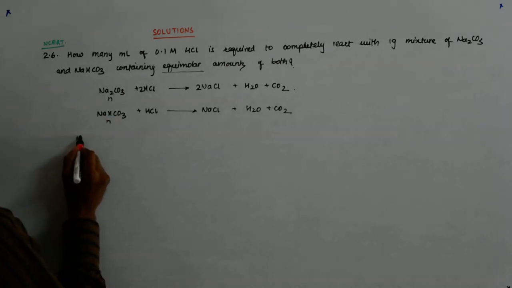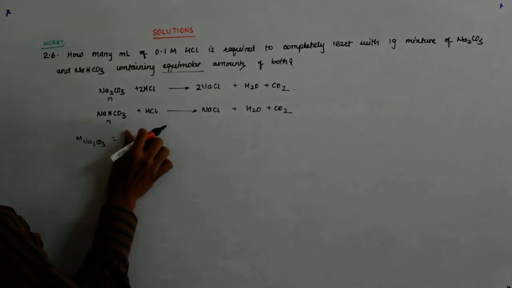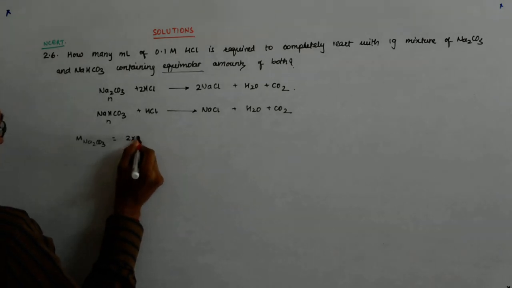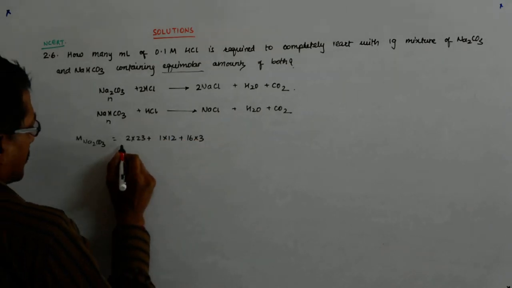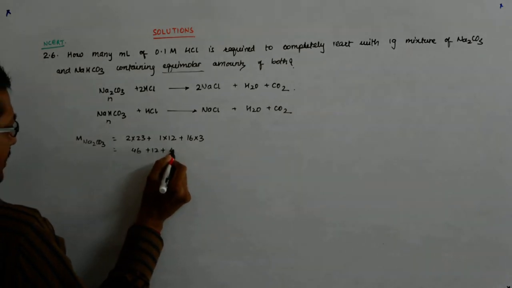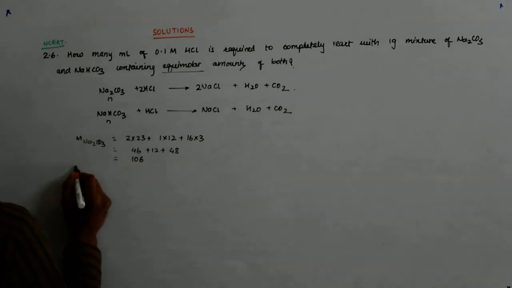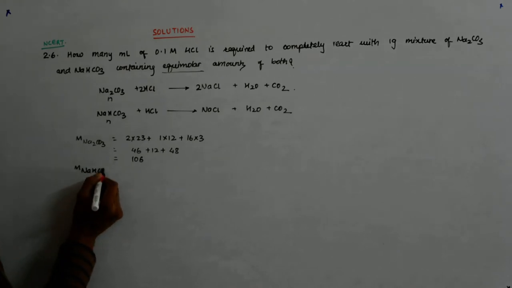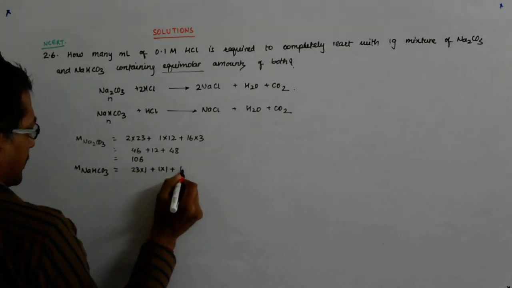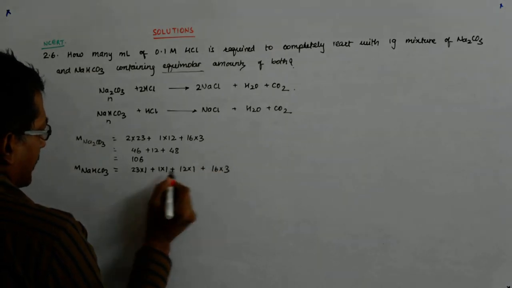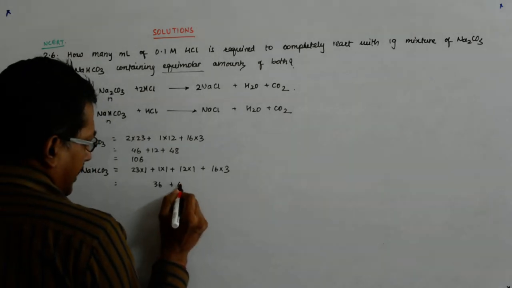Now, what is the molecular mass of Na2CO3? That is 106. So that is 2 into 23 plus 1 into 12 plus 16 into 3. So that is actually 46 plus 12 plus 48. This is 60 and 46 is 106. Fine. Similarly, molecular mass of NaHCO3 is 23 into 1 plus 1 into 1 plus 12 into 1 plus 16 into 3. This is 23 and 1 is 24, and 12 is 36 plus 48.